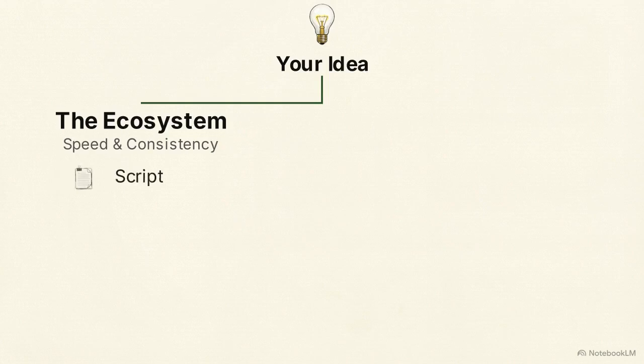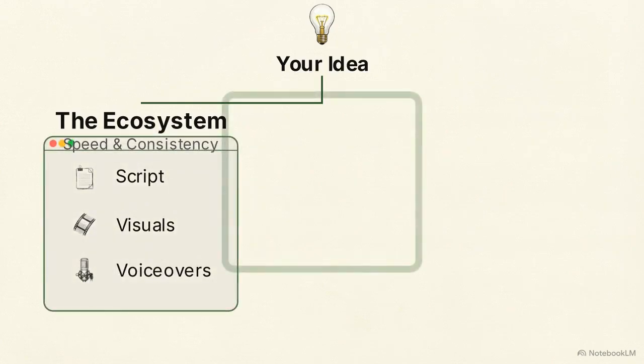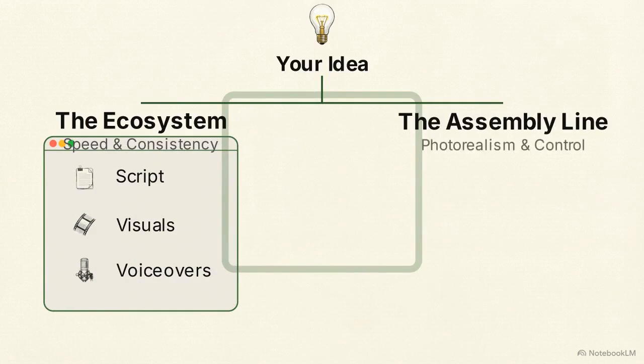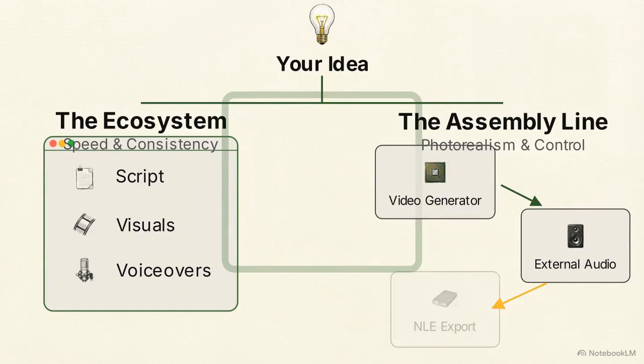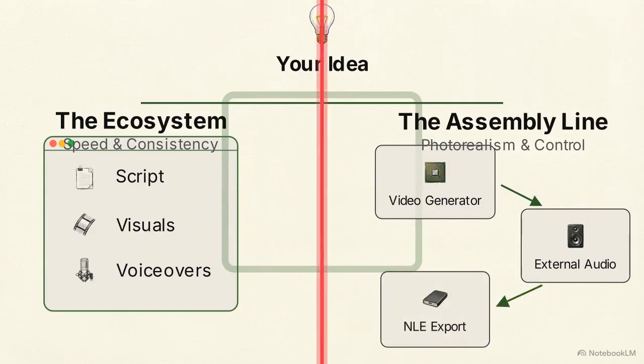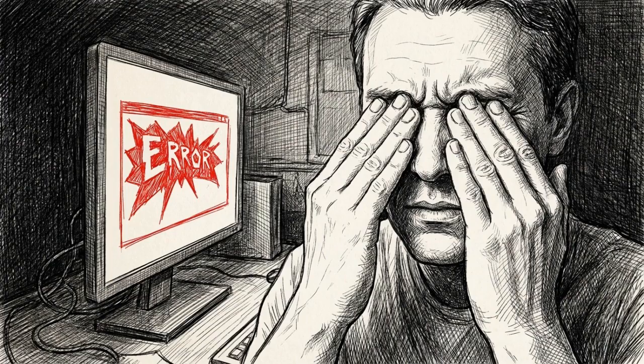Tools on this path let you handle the script, generate the visuals, and apply voiceovers entirely inside a single browser window. Then there is the path on the right, the assembly line. This breaks the process into pieces to prioritize absolute photorealism. You take output from a raw video generator, source external audio, and stitch it all together in an editing program. The hard truth of the 2026 landscape is that you cannot have perfect character memory and total photorealism inside the same tool. If you try to force one tool to do everything, you will waste hours fighting the software.